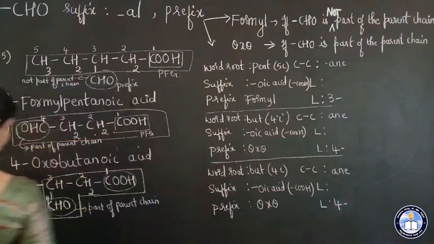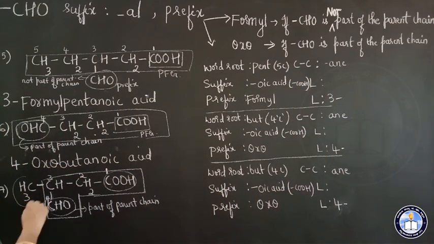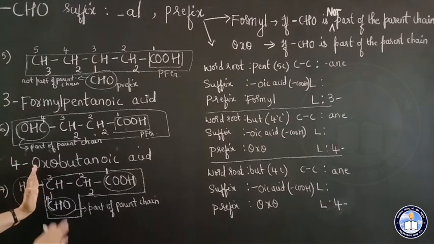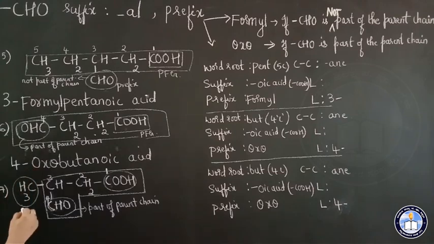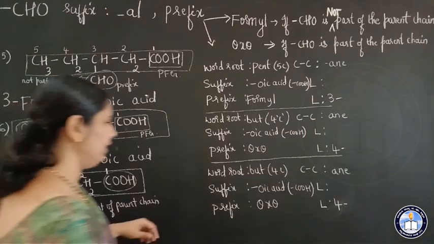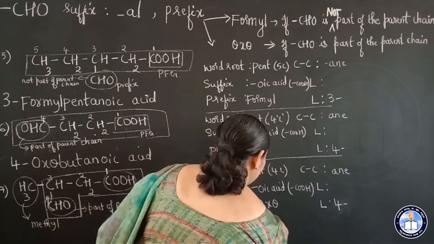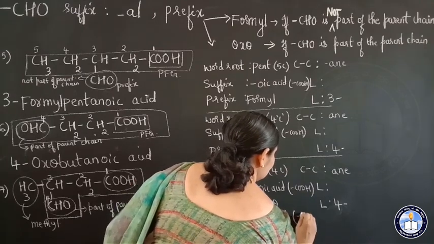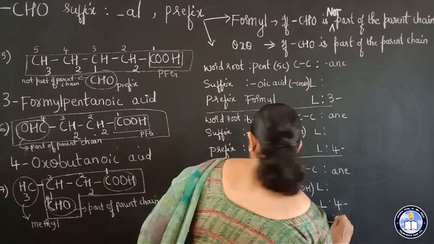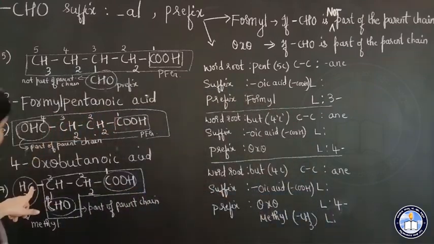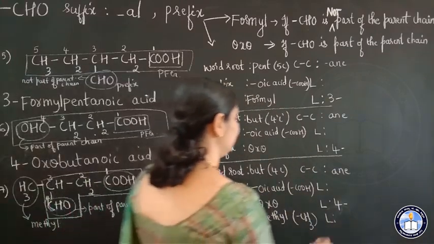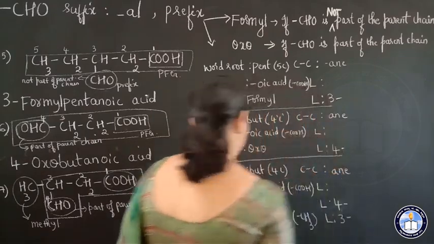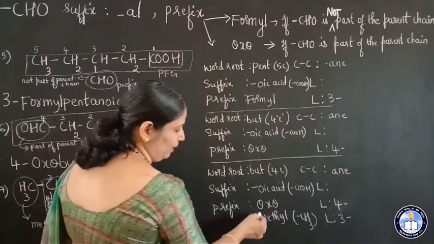Now see here, you have a methyl group here. This is a prefix. CH3 group is not included in the parent chain, right? So this will be named as prefix methyl. So you have got another prefix, methyl. Locant, what about its locant? CH3 group is present on the 3rd carbon atom. So 3. So now two prefixes are there, oxo and methyl.